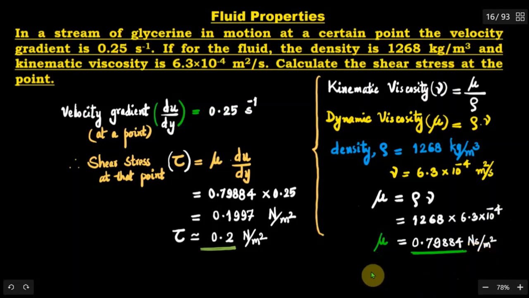Now you just substitute in this expression for shear stress. Tau is equal to mu into du by dy. So mu is equal to 0.79884, then into velocity gradient 0.25. So you will get 0.1997 Newton per meter square. So shear stress at the point concerned is approximately 0.2 Newton per meter square, that much Pascal. So it's a problem of direct substitution.